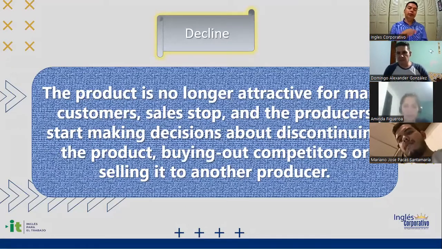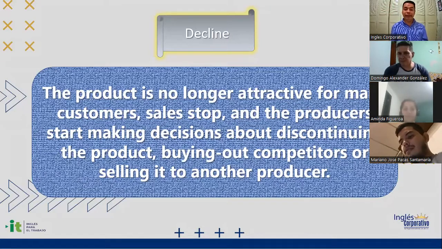Good. So sorry for Churritos González. Goodbye. No more in the market, right? It's no more attractive. Decline, right? And you're not selling the product. And the producers can make three decisions, you know? Decision number one, stop producing the product, right? Discontinue the product. Number two, buying out competitors.